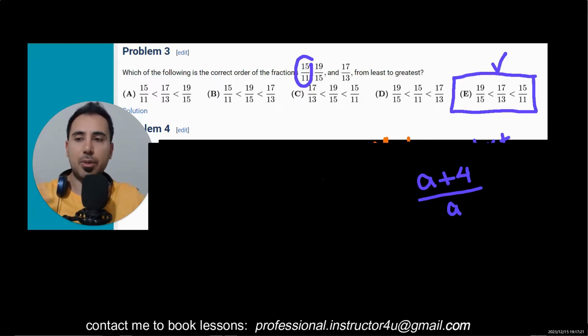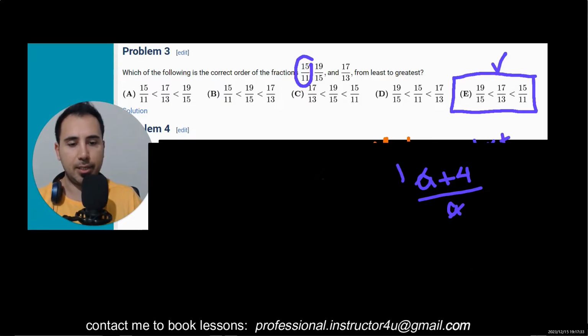as a increases, getting larger and larger, what happens to the fraction? For example, if instead of a, I put 1, what happens? If a is 1, what do I get? I get 5 over 1, 5. You see, the fraction is rather large. Now let's put 2 in it. It will be 6 over 2, 3. So 5 turned into 3.